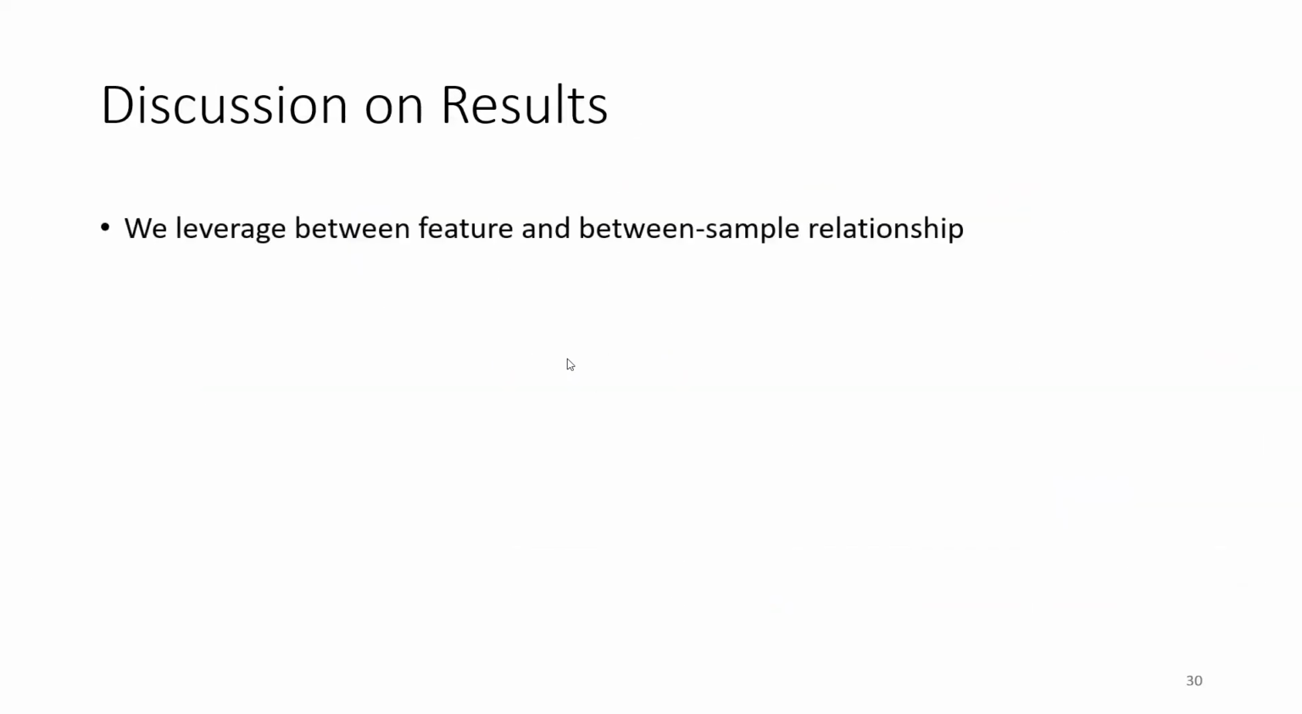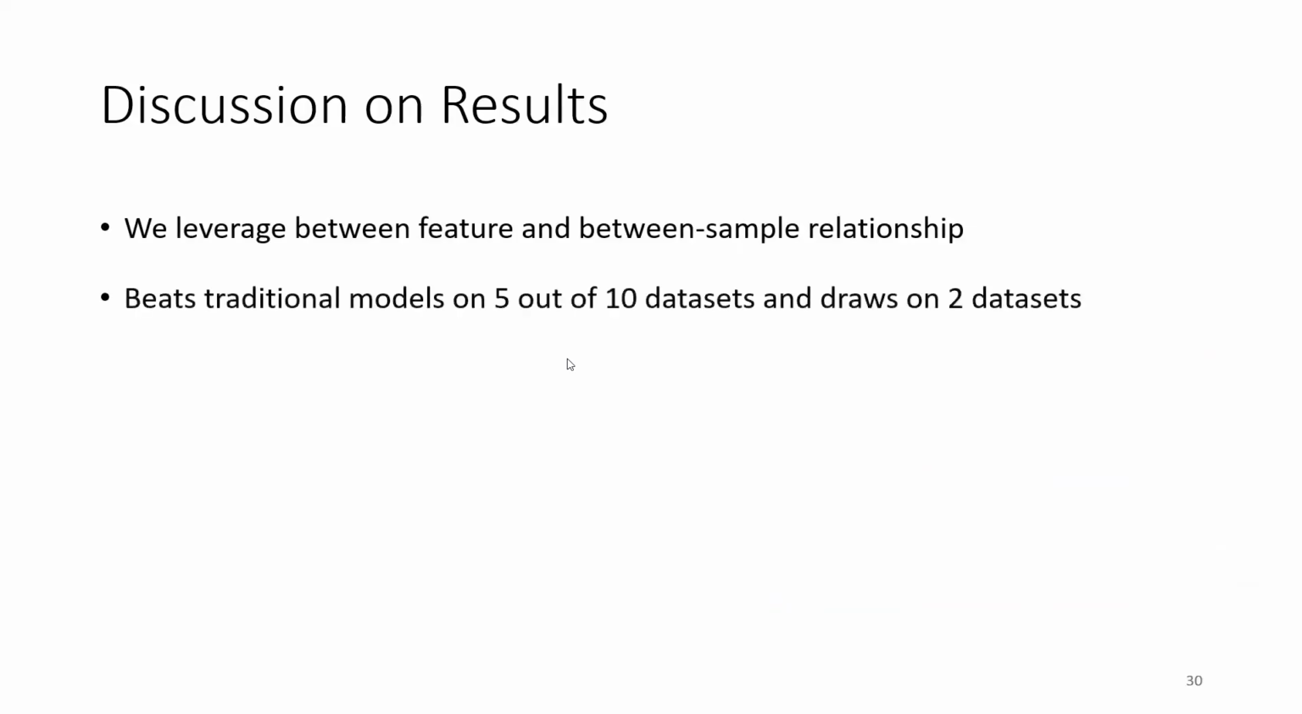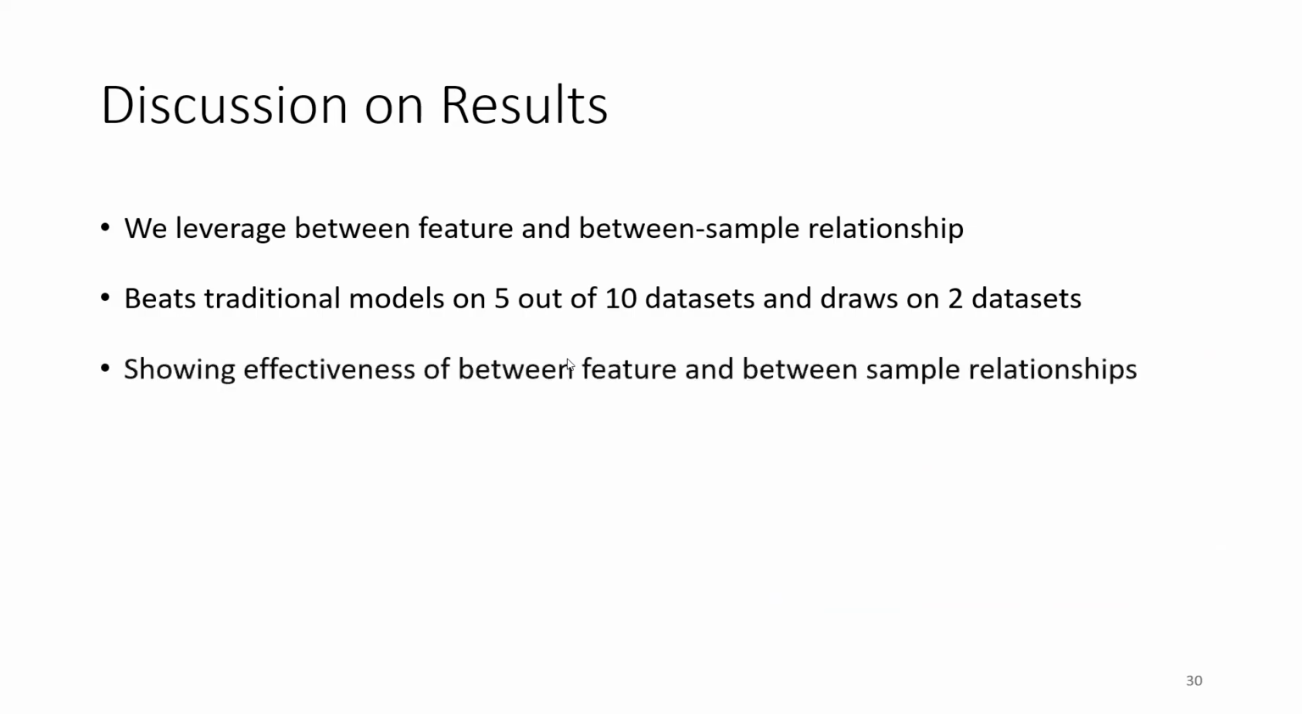Overall, in this objective, we have leveraged between feature and between sample relationships. This beats traditional models on 5 out of 10 datasets and draws on 2 datasets. This shows the effectiveness of between feature and between sample relationships.